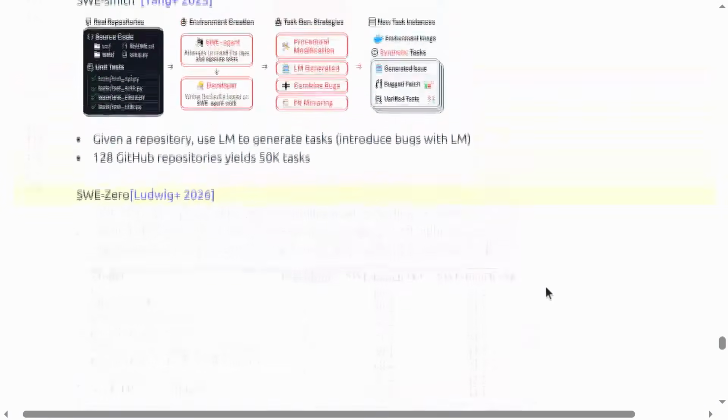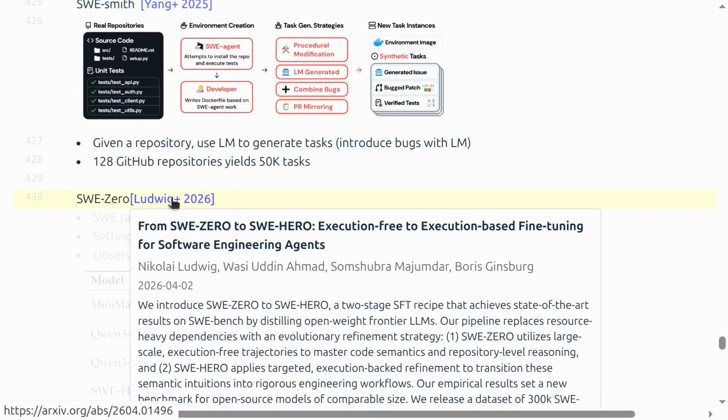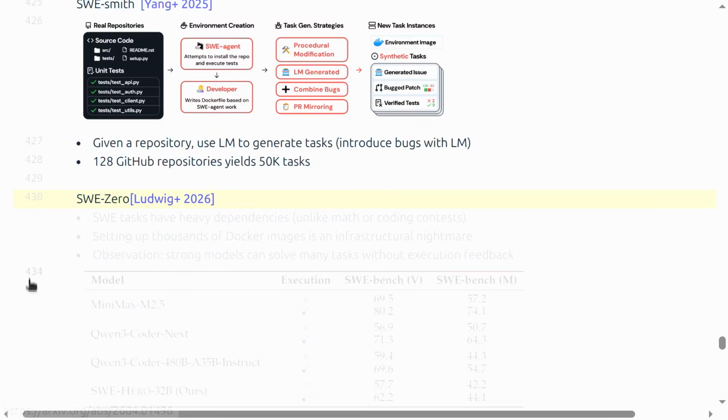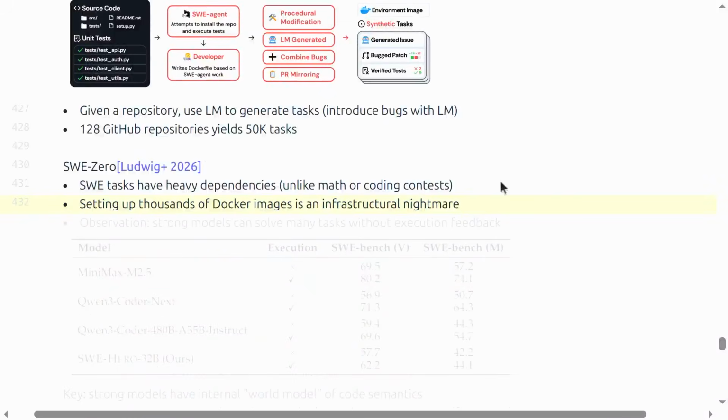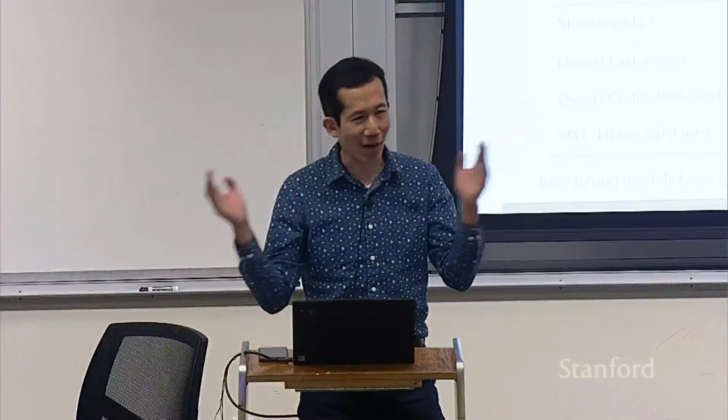There's the SWE-0 paper from NVIDIA, which I'll also talk about. This is an interesting idea where the observation was that, unlike math, SWE tasks have a lot of heavy dependencies. Most GitHub repos don't even run. You have to install all these out-of-date dependencies, especially if you roll back to when a PR was made. It's just a mess, a nightmare.